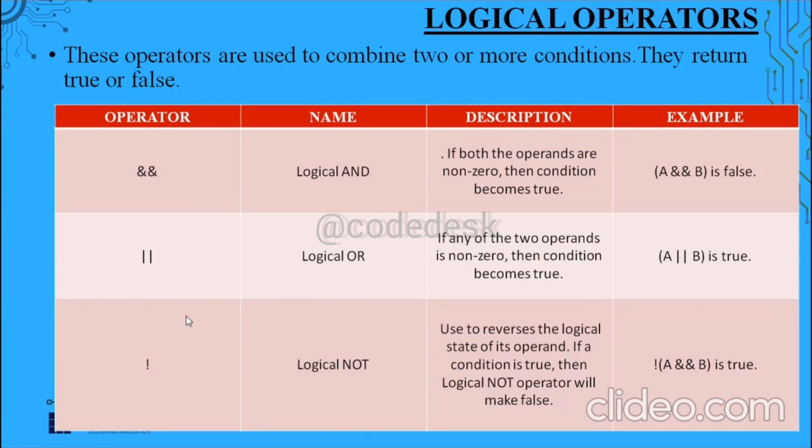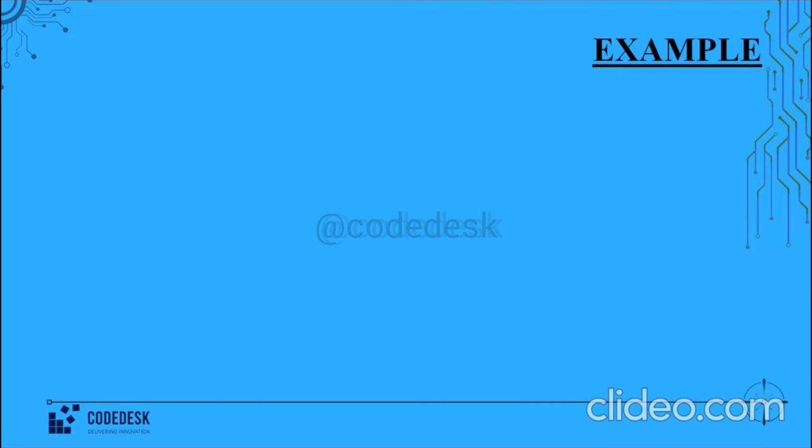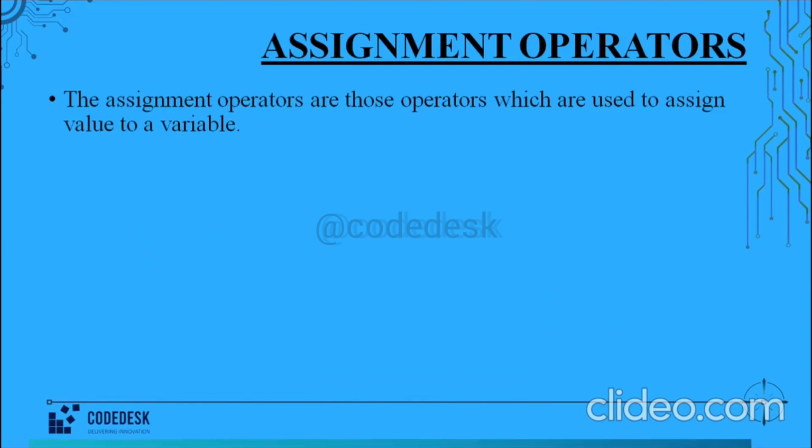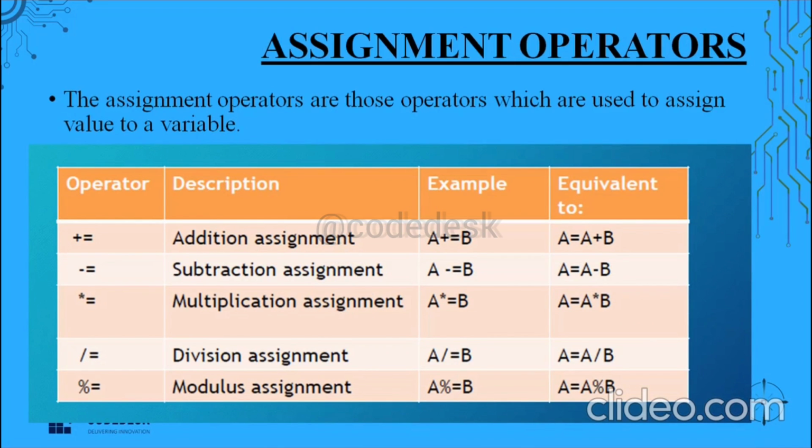And: both conditions have to be true. Or: at least one condition has to be true. Not means the reverse of the given output, the reverse of the obtained output. So this is the example which we have seen now. Next thing is the assignment operator. The basic assignment operator is equal to.